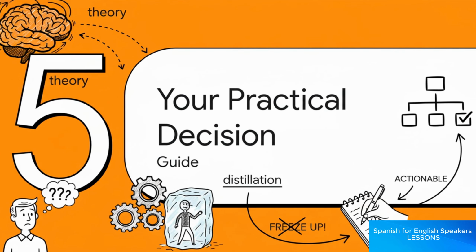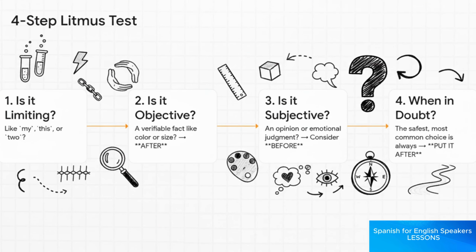Okay, so that was a lot of theory. I get it. But how do you actually apply this stuff in a real conversation without your brain just freezing up? Let's distill it all down into a simple, actionable guide. Here it is, your 4-step litmus test. First, ask yourself, is this a limiting word, like my or this? If yes, it goes before.